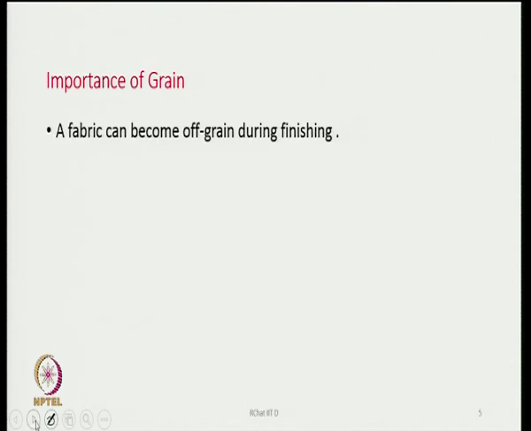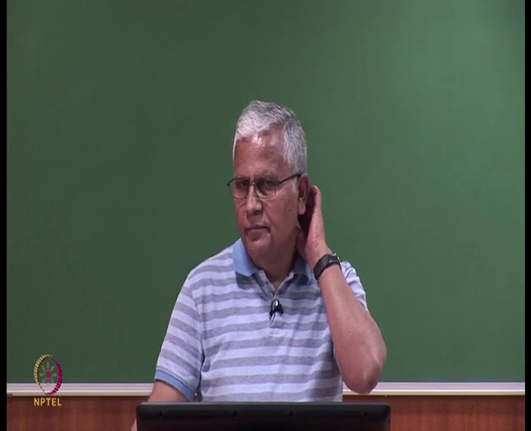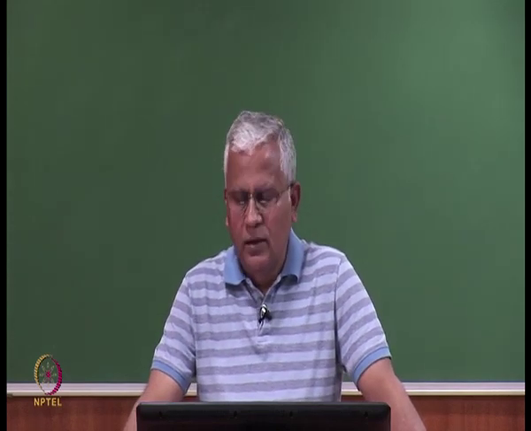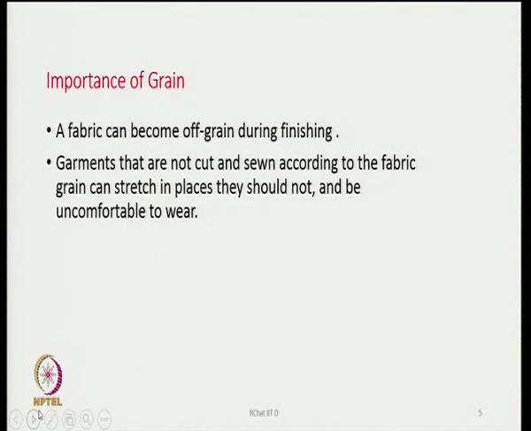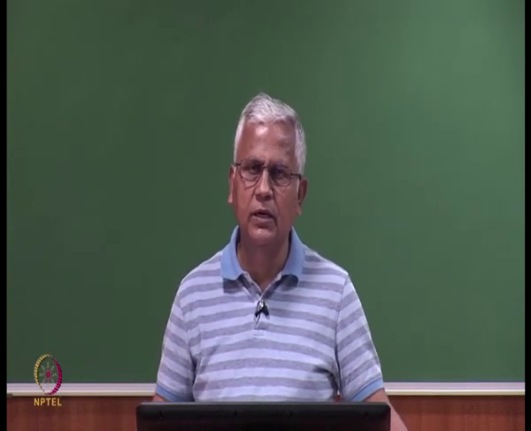Now, we try to understand the grain a bit more. A fabric can become off grain during finishing. See, in the finishing process of the fabric, there is a possibility that the warp threads or the weft threads may not remain perfectly straight with respect to the edges of the fabric due to uneven stretch on the stenter, let us say, or during some other process. Part of the threads might get inclined, and we will say it is off grain. Otherwise, we would expect that with reference to the edges of the fabric, all the warp threads should be perfectly parallel to each other. Similarly, the weft threads should lie perpendicular to the warp threads.